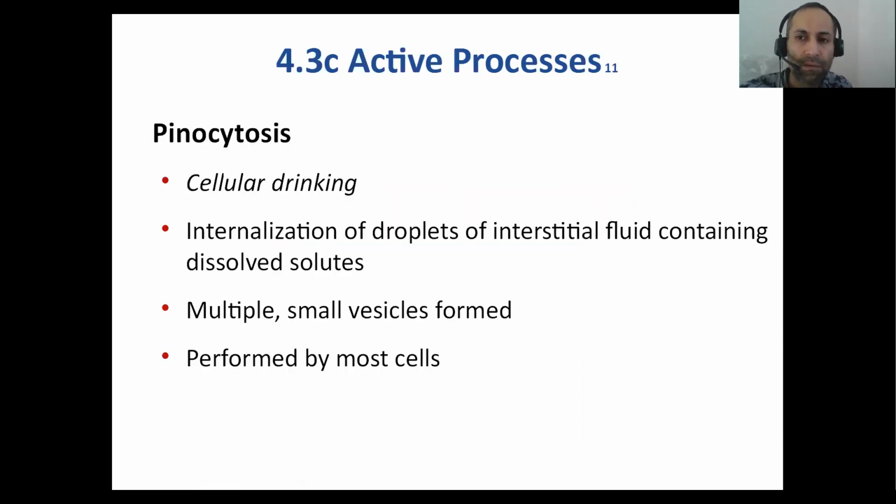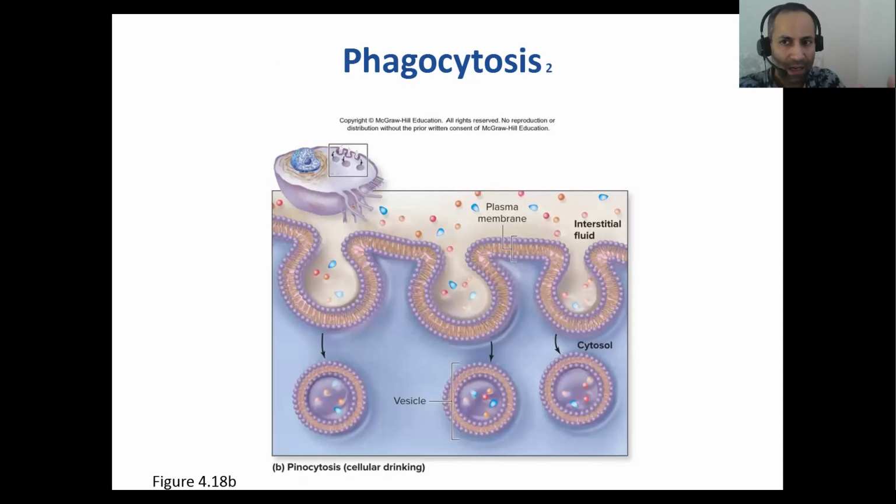And another example of active transport. Then you have pinocytosis. Pino means to drink. Phagy was to eat. This is cell drinking. So what happens in cell drinking or pinocytosis? So this should be pinocytosis, not phagocytosis. That's a typo. So, all right.